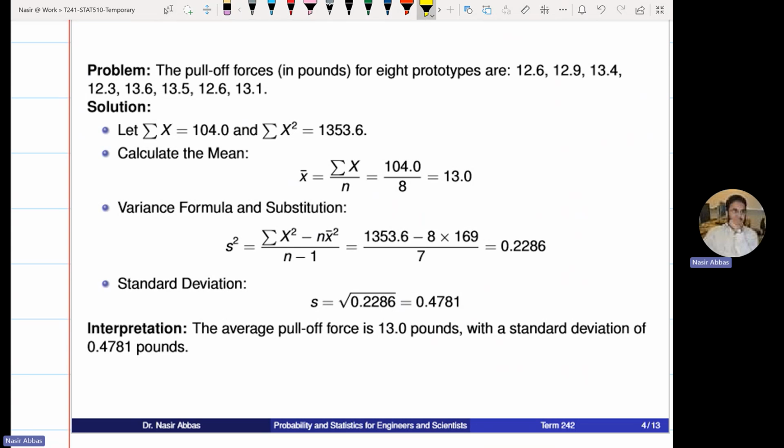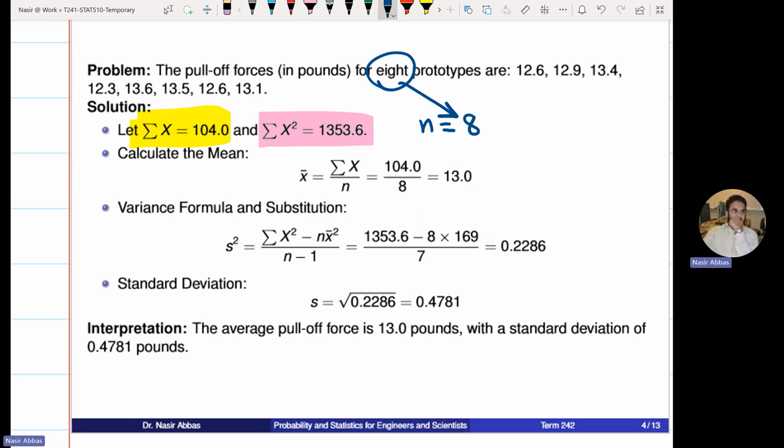The sum of x is given to be 104. The sum of x square is given to be 1353 point something, and n is given to be 8. Correct? These are few numbers that you need for computing all of those summary statistics.